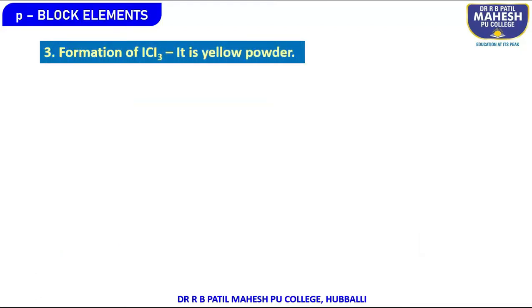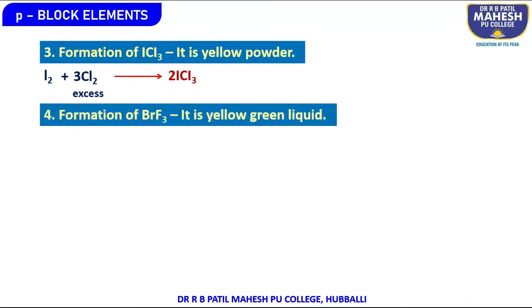Formation of ICl3, it is a yellow colored powder. It is obtained by reaction between iodine with excess of chlorine. That leads to the formation of ICl3.